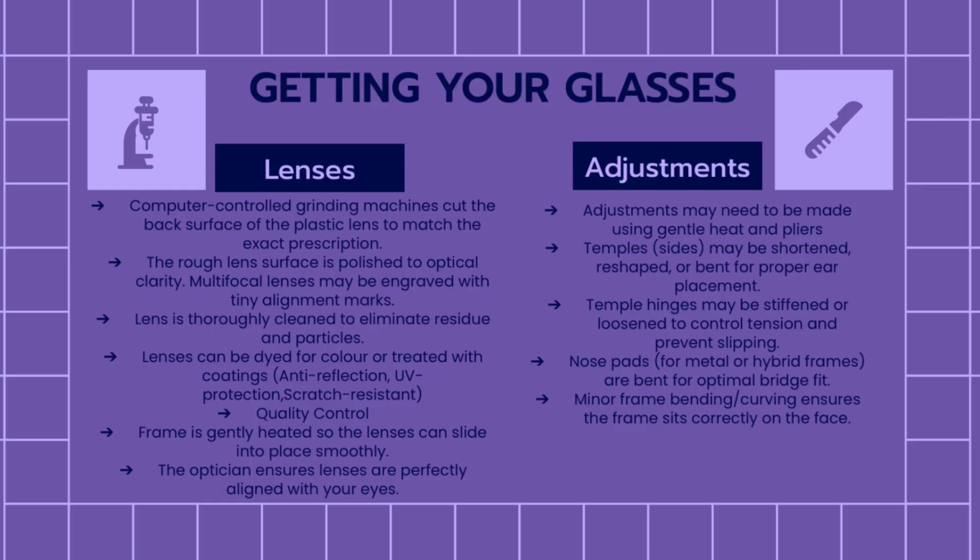Quality control is needed. The frame is gently heated so the lenses can slide into place smoothly, and the optician ensures lenses are perfectly aligned with our eyes. Sometimes adjustment is needed as well, and this can be made using gentle heat and pliers. Temples may be shortened, reshaped, or bent for proper ear placement, and temple hinges may be stiffened or loosened to control tension and prevent slipping.